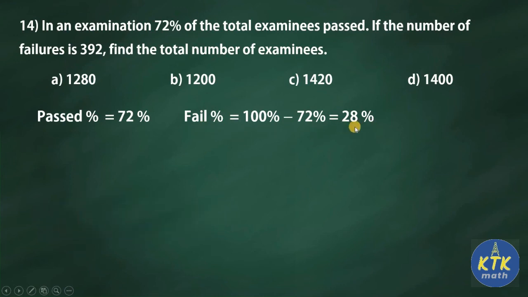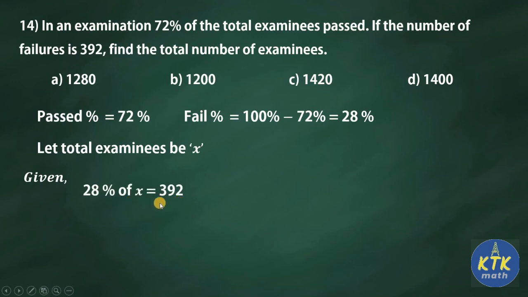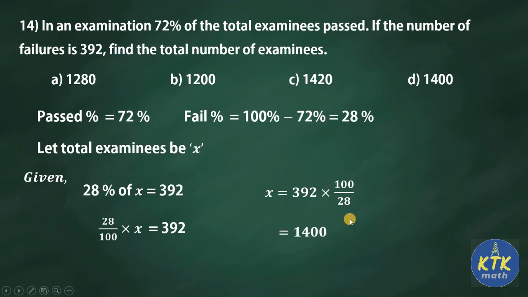Fail percentage is 28%. Now we can write down, let the total examinees be X. Therefore, 28% of X is equal to 392. So I am comparing 28% with 392. Rewrite it in terms of a fraction: 28 by 100 into X. You can transfer this 28 by 100 to the right side. It will become 100 by 28. After your cancellations, you will get 1400.